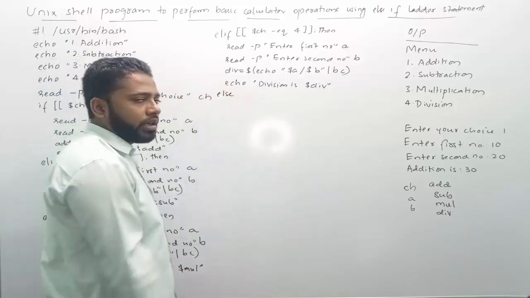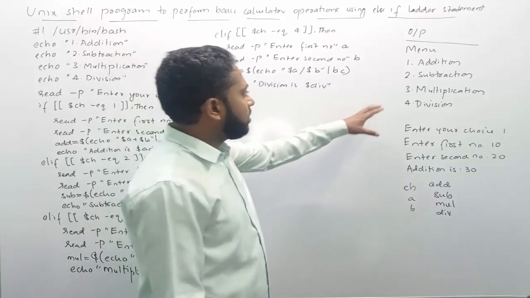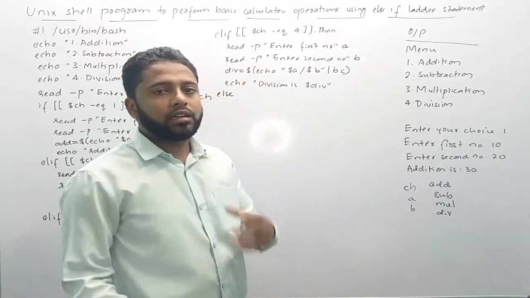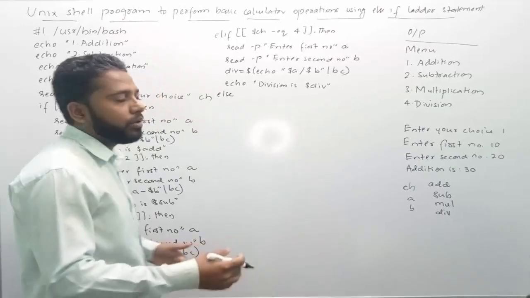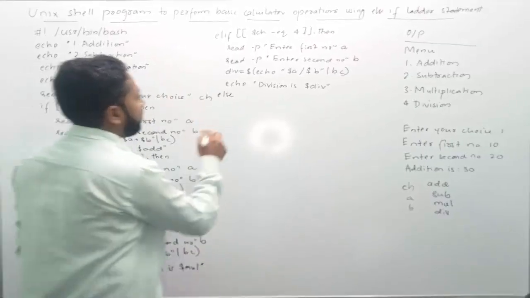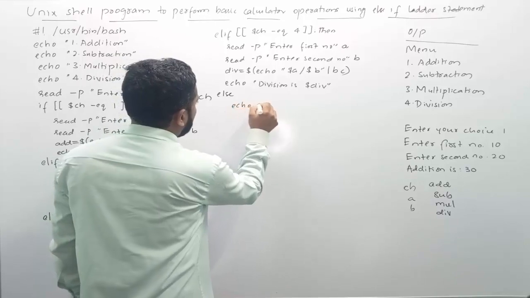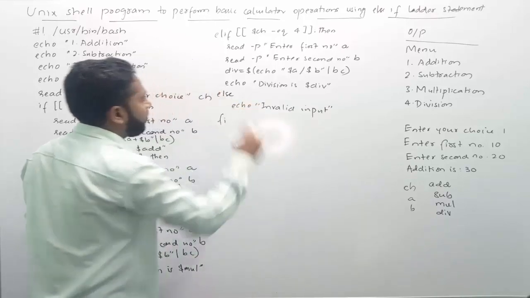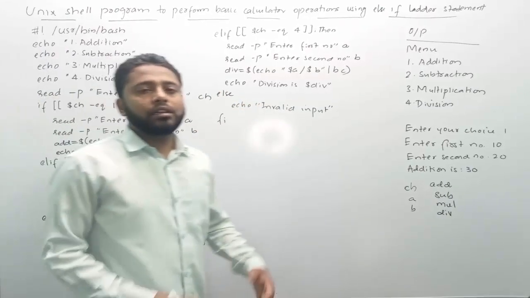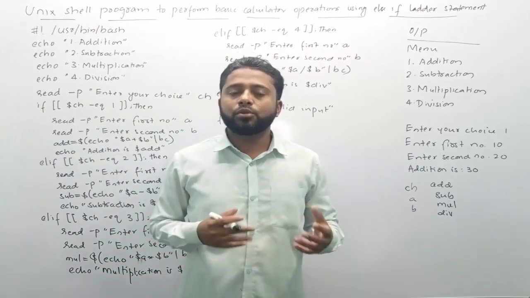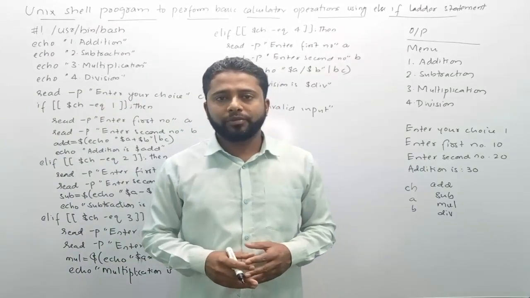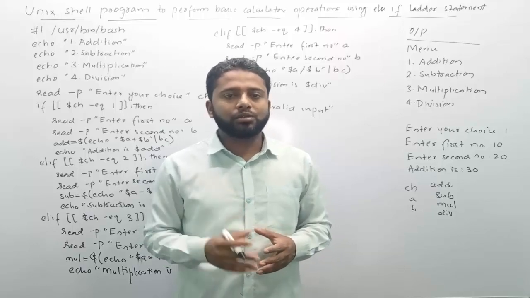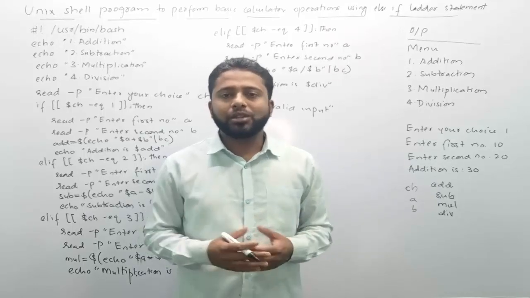Now else. What if the user enters none of these numbers, say the user enters 5? In that case I should display invalid input, and that we need to print under the else block with echo. Then fi. So this is how you can write a Unix shell program to perform various operations of a simple calculator. I hope you guys have understood this program.